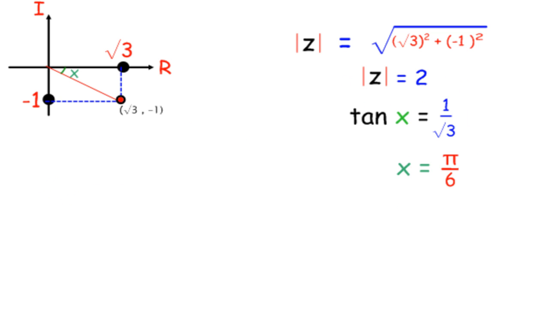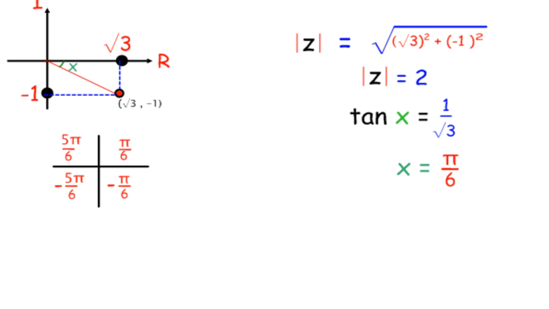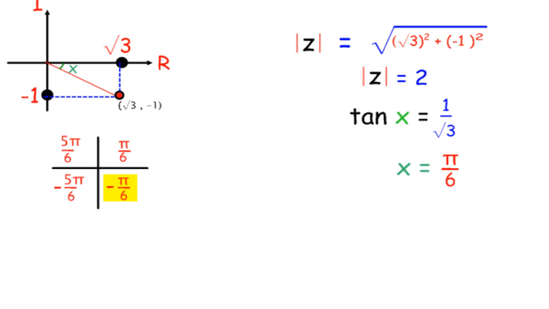The other angles corresponding to pi by 6: first quadrant angle is pi by 6, second quadrant angle is 5 pi by 6, and then in the third and the fourth quadrants it's the negatives of each of these. So third quadrant negative 5 pi by 6, fourth quadrant negative pi by 6. We want the answer that's in the fourth quadrant, so the argument is negative pi by 6. Arg z is negative pi by 6.